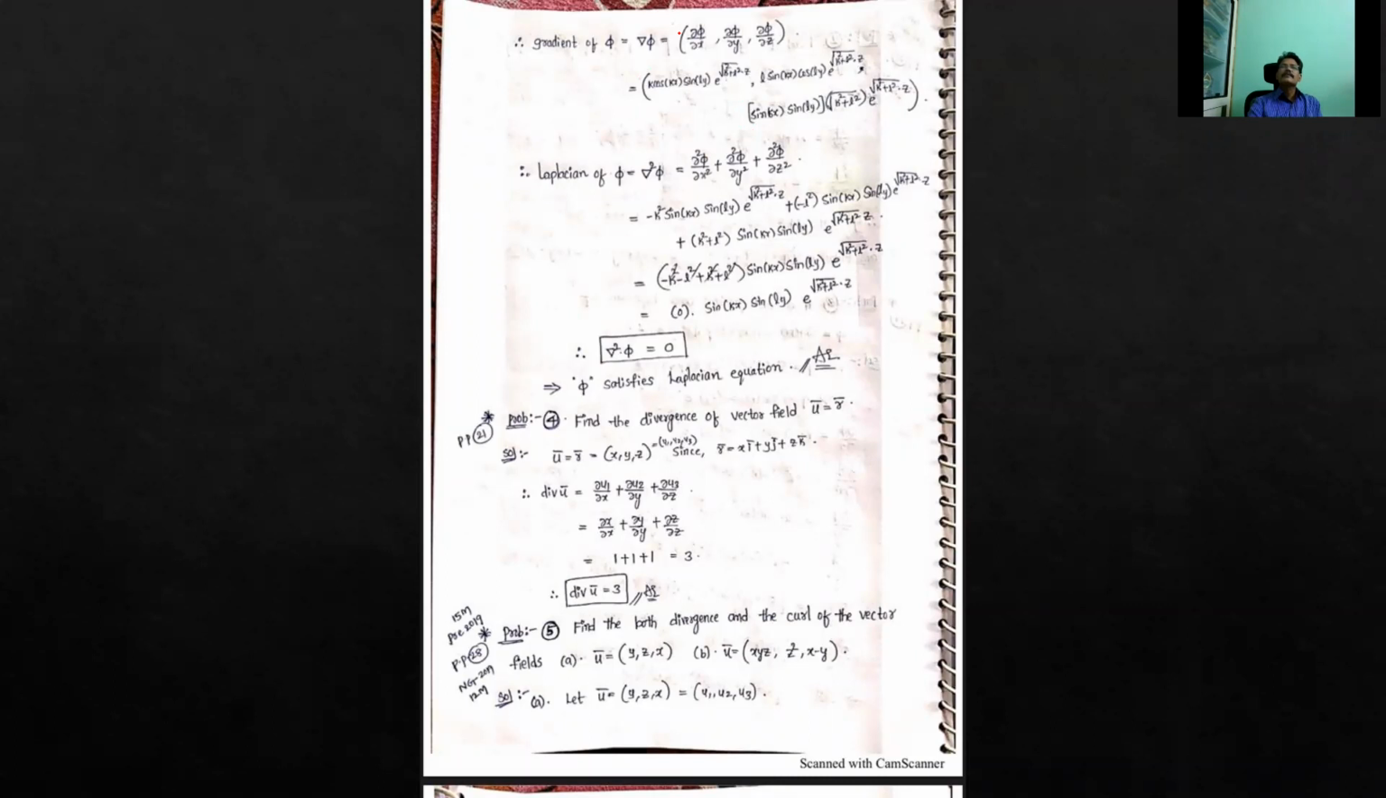What is grad phi? Just simple: dou phi by dou x, dou phi by dou y, dou phi by dou z. So here we know that dou phi by dou x is k cos kx sin Ly e power root of k square plus l square z. Dou phi by dou y is L sin kx cos Ly e power root of k square plus l square z. And dou phi by dou z is sin kx sin Ly root of k square plus l square e power root of k square plus l square z.